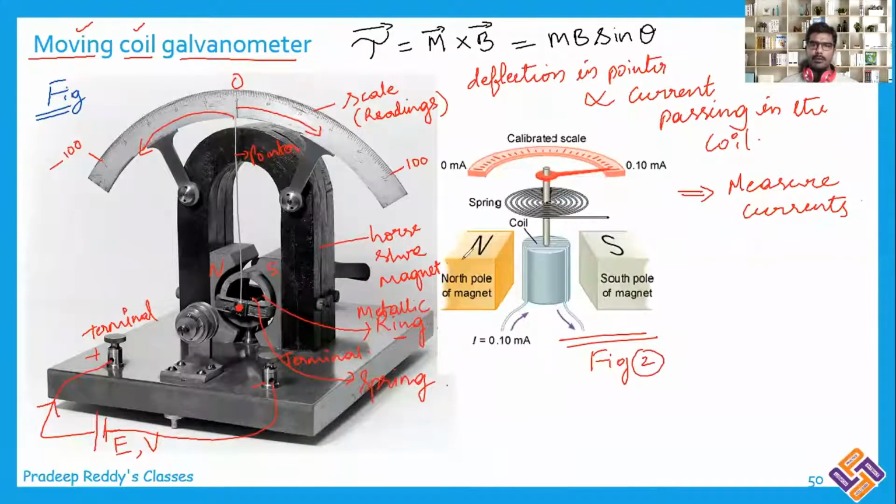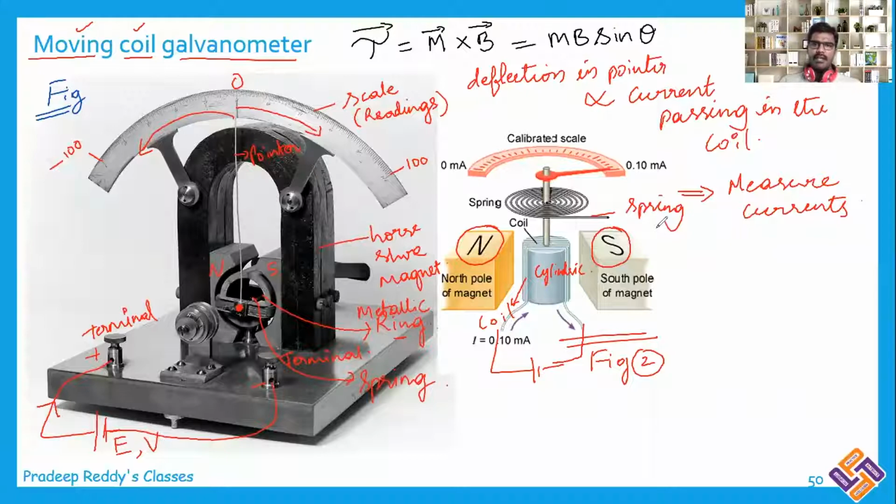This is north pole and this is south pole. And in between north and south pole, you are taking a cylindrical structure, and upon this there is coil wound, and this coil is connected to positive and negative terminal. As a result, current will be flowing through this coil. When current is flowing through this coil, the galvanometer will show deflection, and this is a spring.